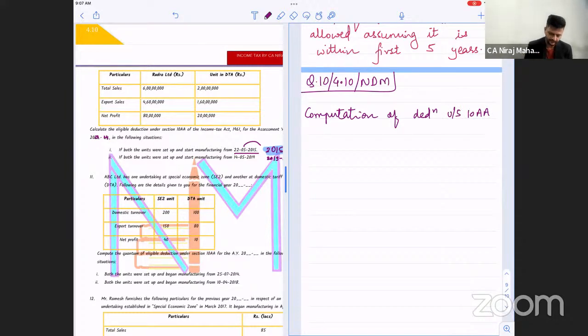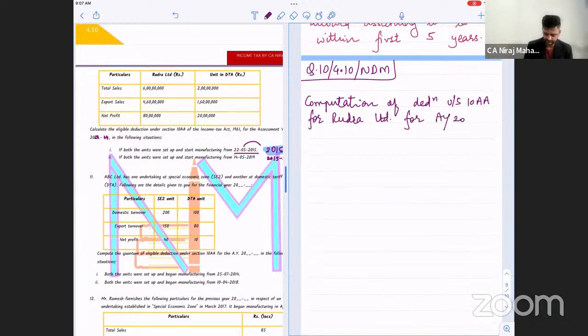Computation of deduction under section 10AA for Rudra Limited for AY 23-24. Okay. Pay attention. You are given details for the company, correct, all of you? And you are given details for the DTA unit. But do you want everything for the SEZ unit? Because 10AA is only for SEZ.